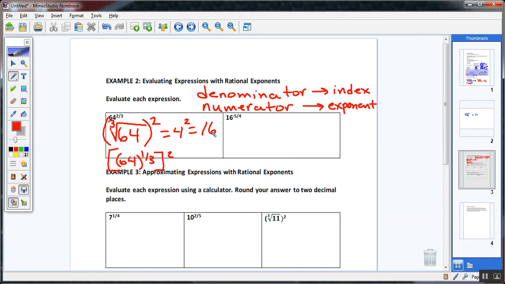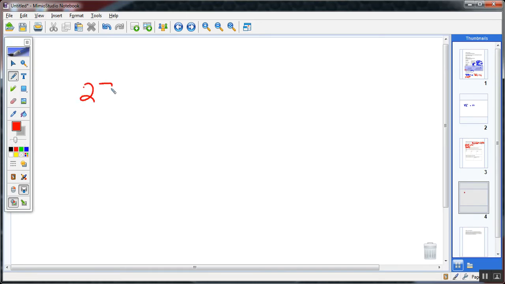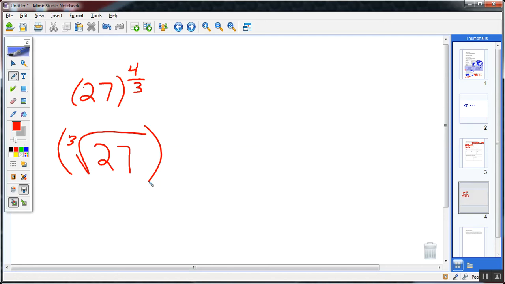Let me give you an example to try. How about we do 27 to the 4/3 power? Okay, so what would become the index here? So we've got which root of 27? And then, anybody know what number times itself? What is the 3rd root of 27? 3. So I've got 3 to the what now? 4th power. What is 3 to the 4th?